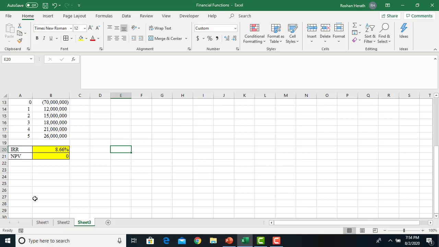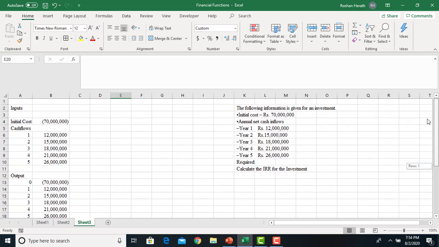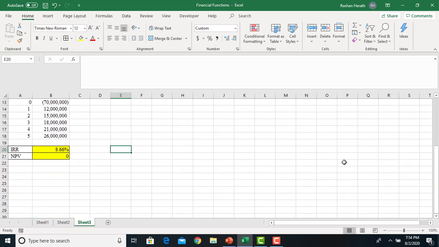See how easy you can appraise this investment. So once you come up with the cash flows, then application of NPV or identification of NPV or IRR is just a matter of a few clicks. In no time, you can come up with the NPV and IRR.